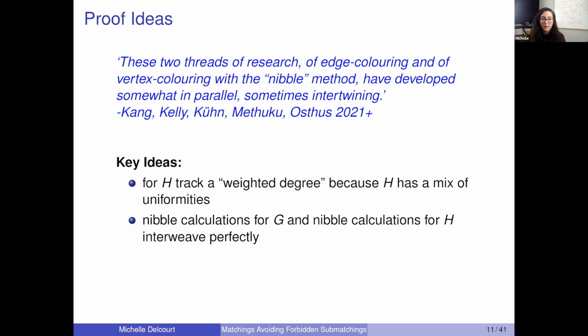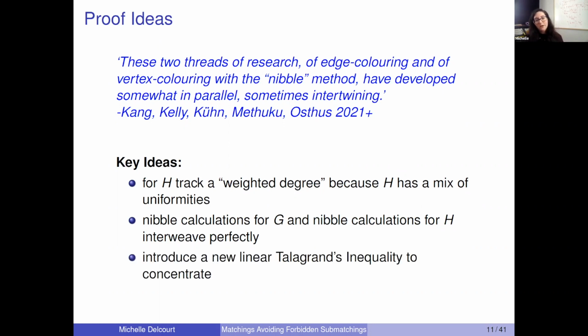And here, doing the nibble simultaneously on the line graph of G and on H is a very delicate calculation, but it actually works out really nicely. But to this end, in order to do the concentrations, we have to introduce a new version of Talagrand's inequality. And then we just finish off using the local lemma.